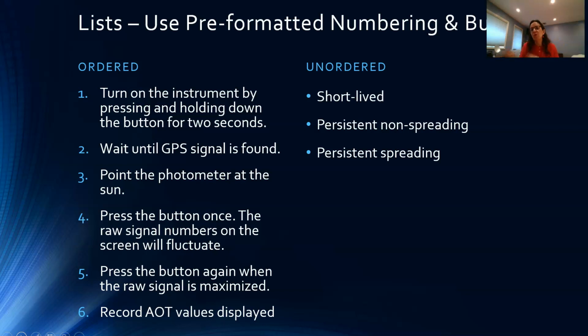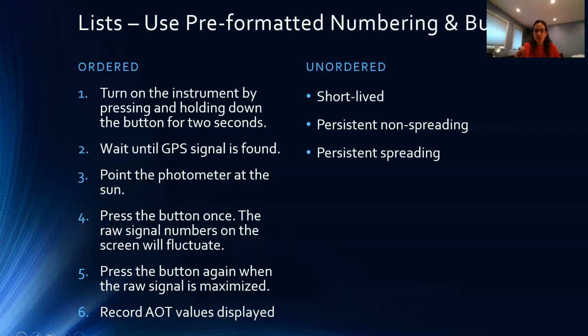And sometimes we're just going to add a list of items in which the order is not important. So for example, on the right here, I have an unordered list in which I am listing the different kinds of contrails. I am saying they can be short-lived or persistent non-spreading or persistent spreading. But again, the order doesn't really matter. It's not a sequence or anything. So that would be an unordered list.